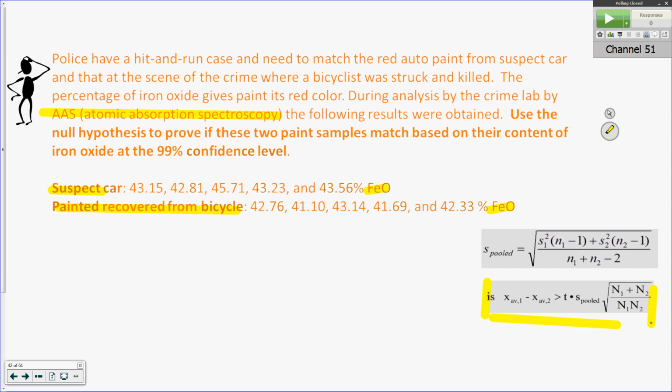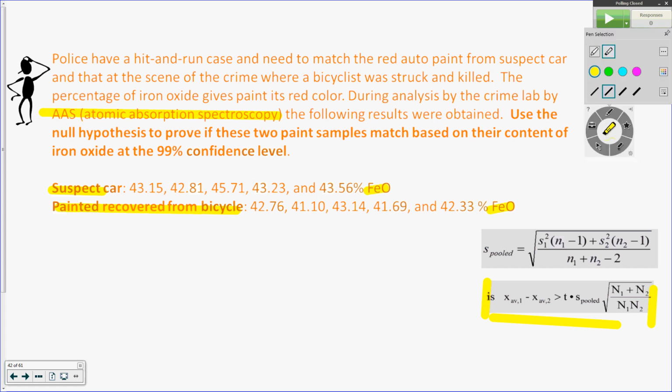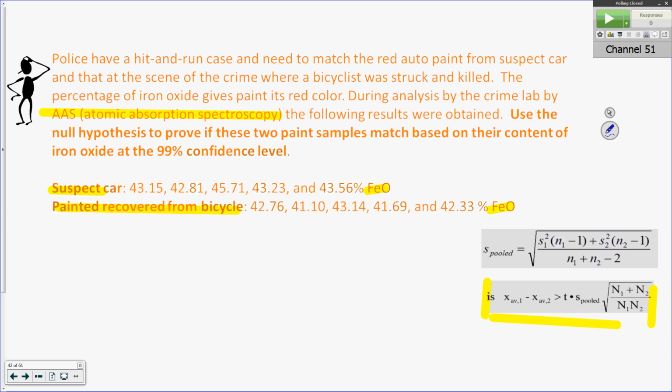So the first thing we need to get is the pooled standard deviation. So here was our formula for pooled standard deviation. We just need to know some of the stats about it. So we'll go through and do some calculations, figure out how to put this thing together. All right, so first data set, I'm going to calculate my average, my standard deviation, and all that stuff.